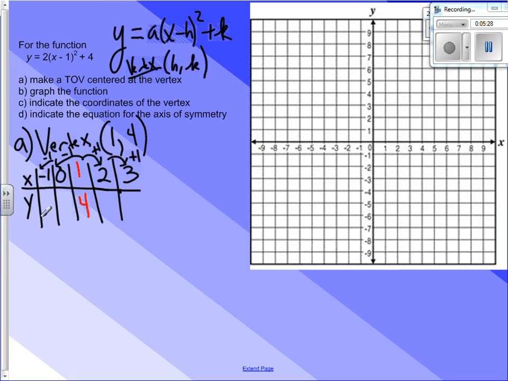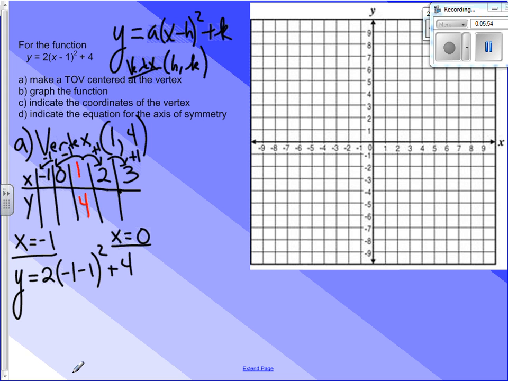I'm going to work with the left side of the table, and what I need to do is find -1's partner, and then I need to find x equals 0's partner. To find -1's partner, I have to plug -1 into my function, what we were given, and find out how much y is. Let's make sure I can get it written right here. -1 minus 1 squared plus 4. And what we do now is follow order of operations. Order of operations is PEMDAS.